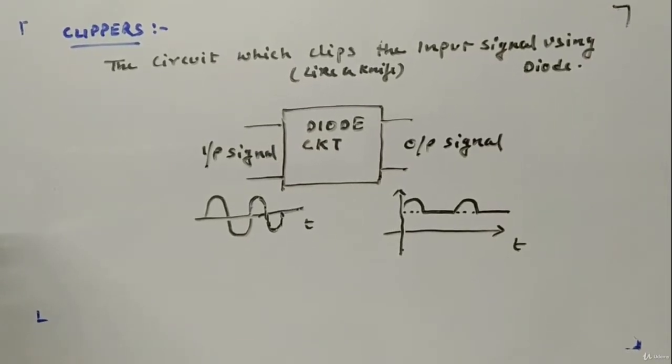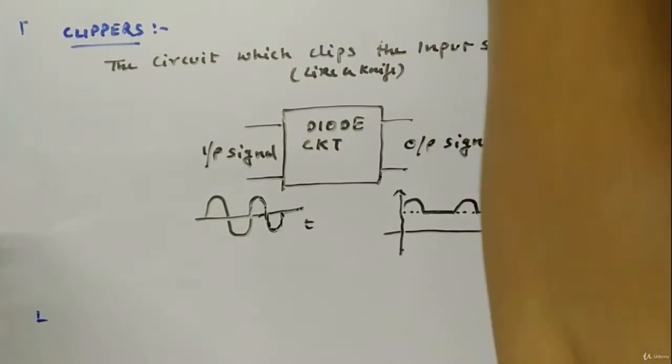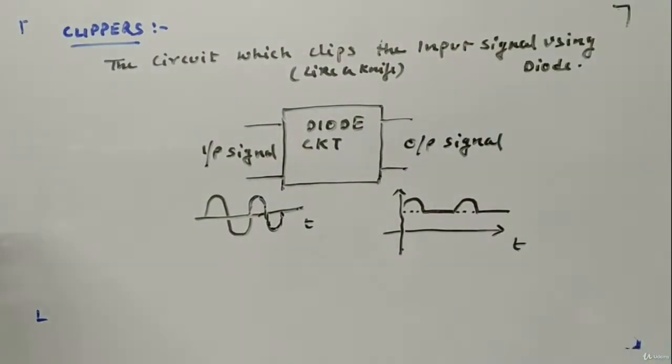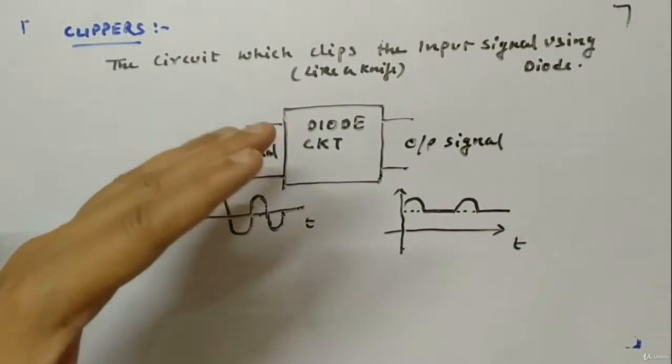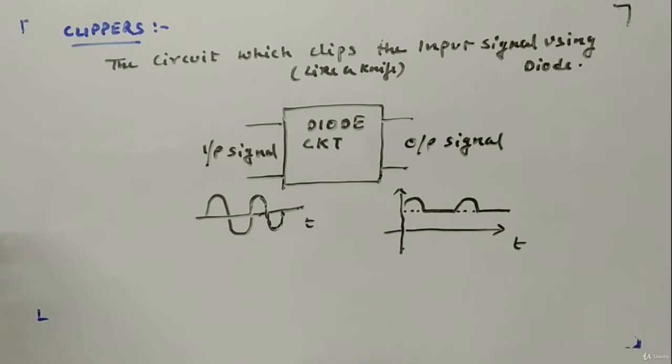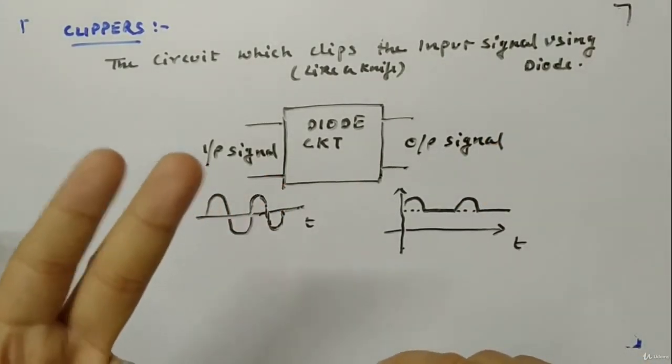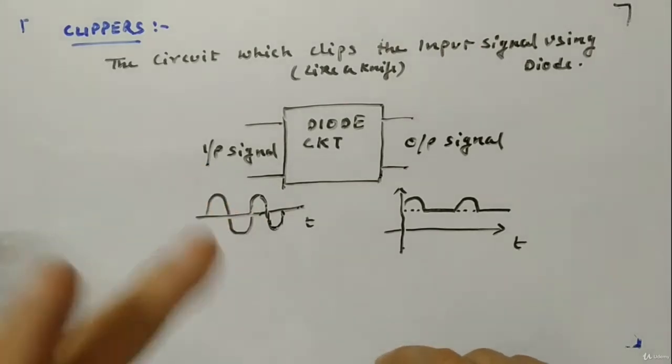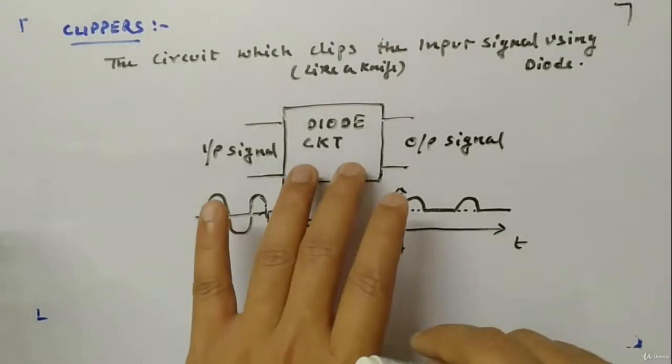Okay, so let's start with clippers. A clipper is a circuit which clips the input signal using diodes. Clips means just like a scissor or knife, it clips the signal.